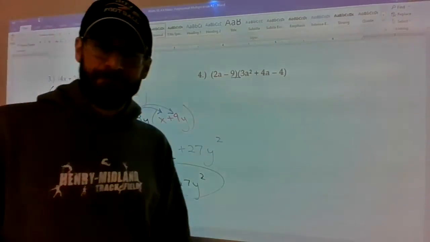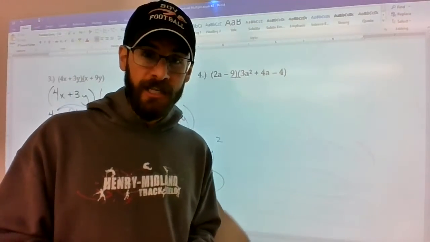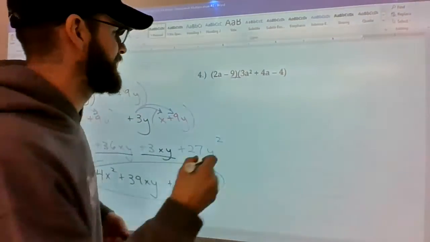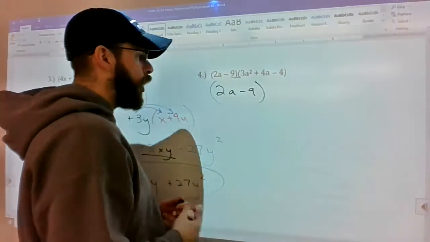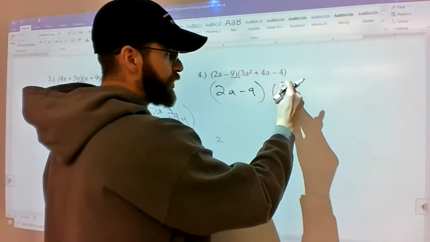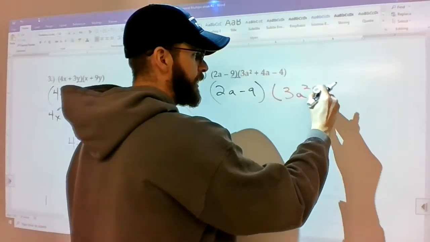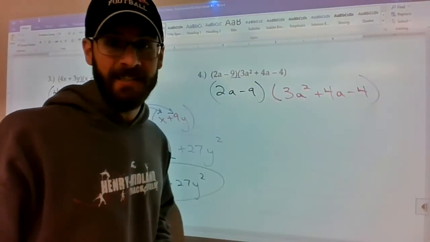All right. Did you write the first polynomial in black and the second in red? If you did, you are on the right track. 2a minus 9. All the black parts of 2a minus 9 are going to be distributed to all the red parts of 3a squared plus 4a minus 4. It is as simple as that.